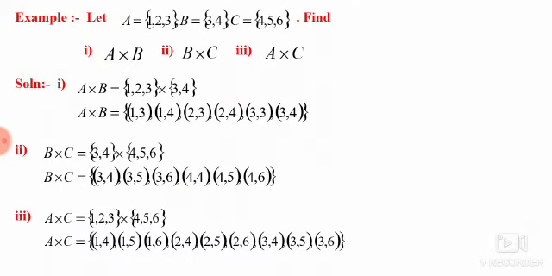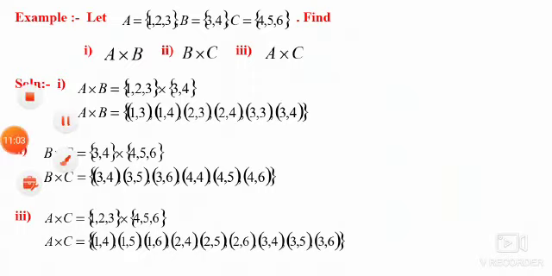Likewise, we can find the Cartesian product between A and C. A is a set containing the elements 1, 2, 3, cross 4, 5, 6. Therefore, A cross C contains the elements (1, 4), (1, 5), (1, 6), (2, 4), (2, 5), (2, 6), and (3, 4), (3, 5), (3, 6). Therefore, it is easy to find the Cartesian product of two or more sets.